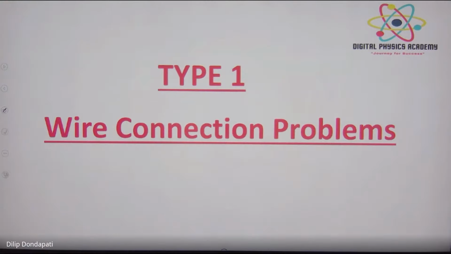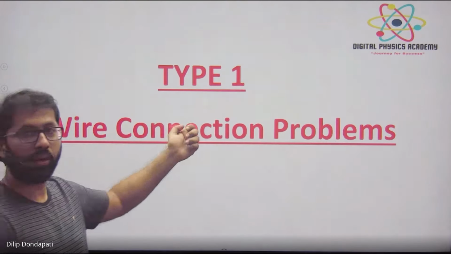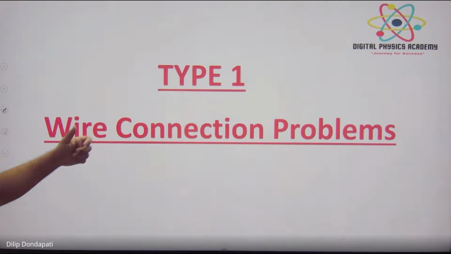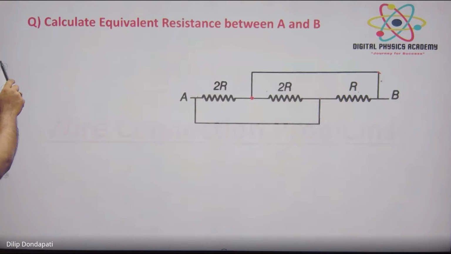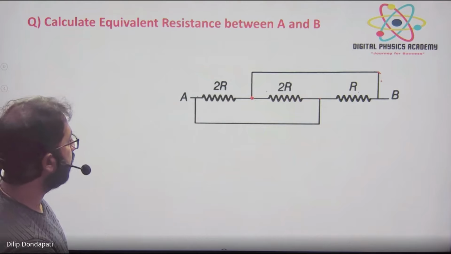Type 1, type 2, there are 5 types in total, okay. If we cover all the types, then you can solve any circuit, the total circuit. Now the first one is the wire connection problem, also called the potential method. We distribute the potential and then solve, okay. Look, find the equivalent resistance between A and B. You have done similar questions in capacitors, between A and B.